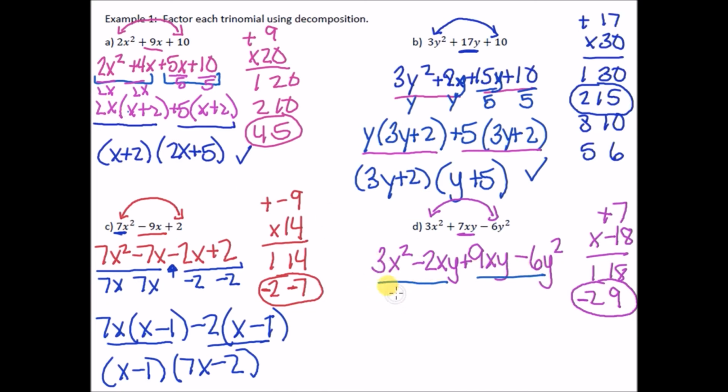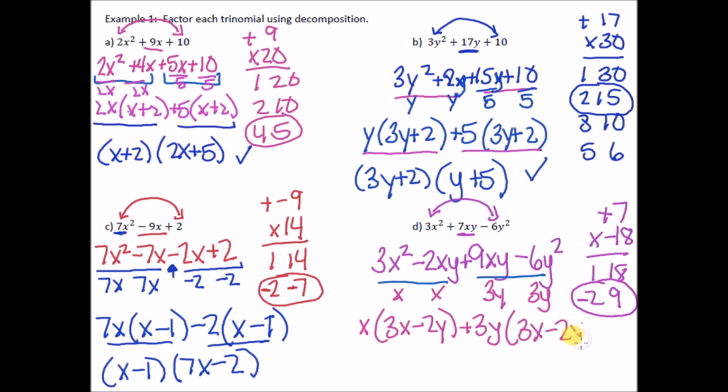So what can we divide by? Here, we can only divide by x. And we're left with 3x minus 2y. And here we can divide by 3y. So plus 3y. And we're left with 3x minus 2y. Okay, these two brackets right here are identical, so that's going to be our common factor, 3x minus 2y. And then we're left with x and positive 3y. x plus 3y.